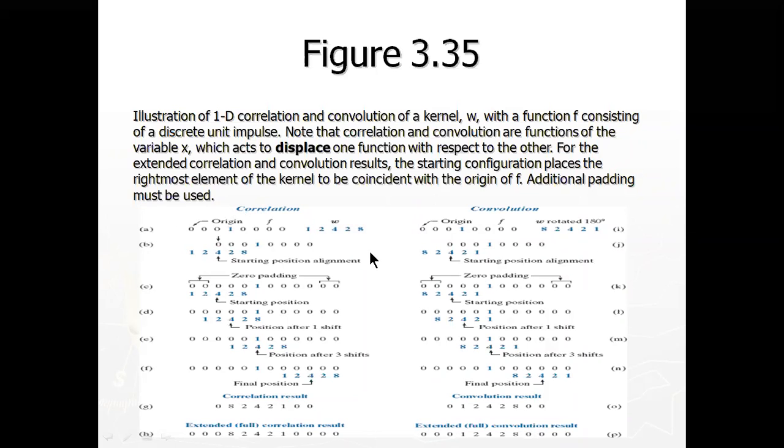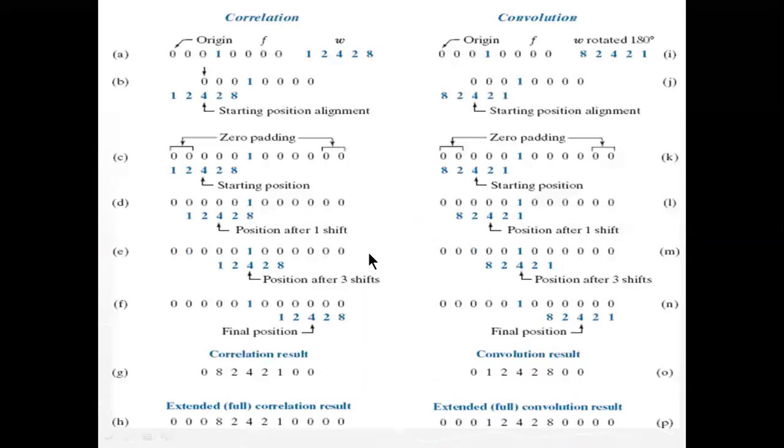So this figure is a little hazy, so we'll take this figure over here. This is correlation and this is convolution. The original value of f is written over here. You can see that this is an impulse because 1 is present only at one place, whereas w is this: 1, 2, 4, 8. So for starting point alignment, we'll try to put 4 over here. 4 is at this point. So 1, 2, 4, 8 is what we write.